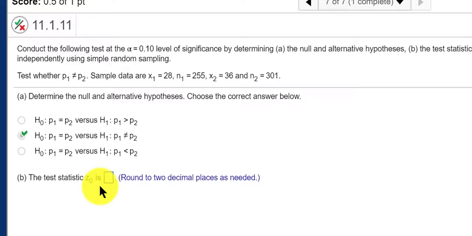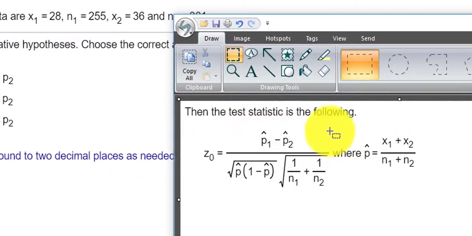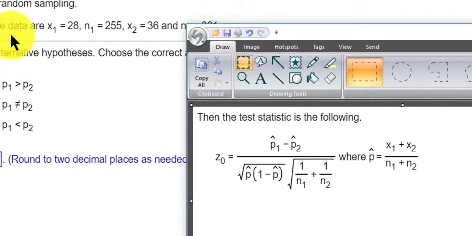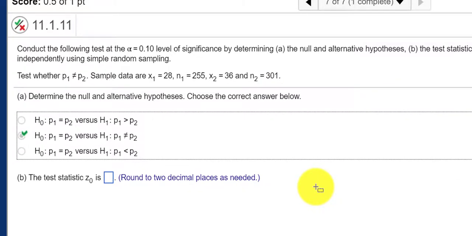The long way by hand would be to use the formula. Let me see if I can pull that up. The formula looks like this. All of this information was actually given in the problem, right? The sample size and everything, so we can come up with our proportions. Or we could use StatCrunch.